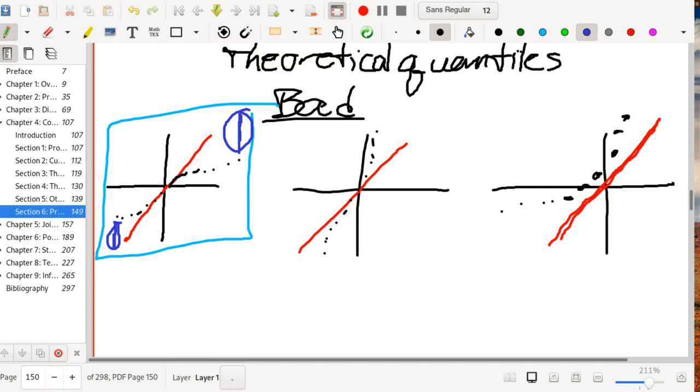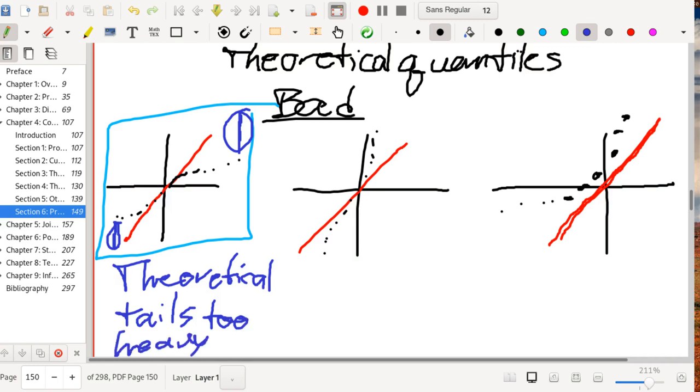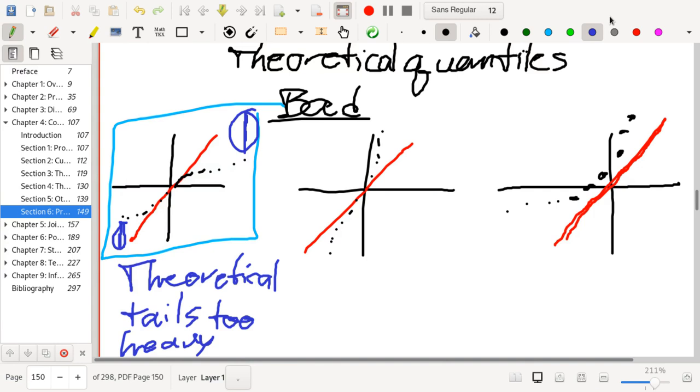So this is a situation where the theoretical distribution has tails that are heavier than what we actually saw in the sample distribution. So the theoretical tails are too heavy. You would expect to see this if you think your data follows a normal distribution, but it actually came from, say, a uniform distribution, which has very light tails that go straight to zero. So your tails in your sample are not as heavy as a theoretical distribution would suggest.